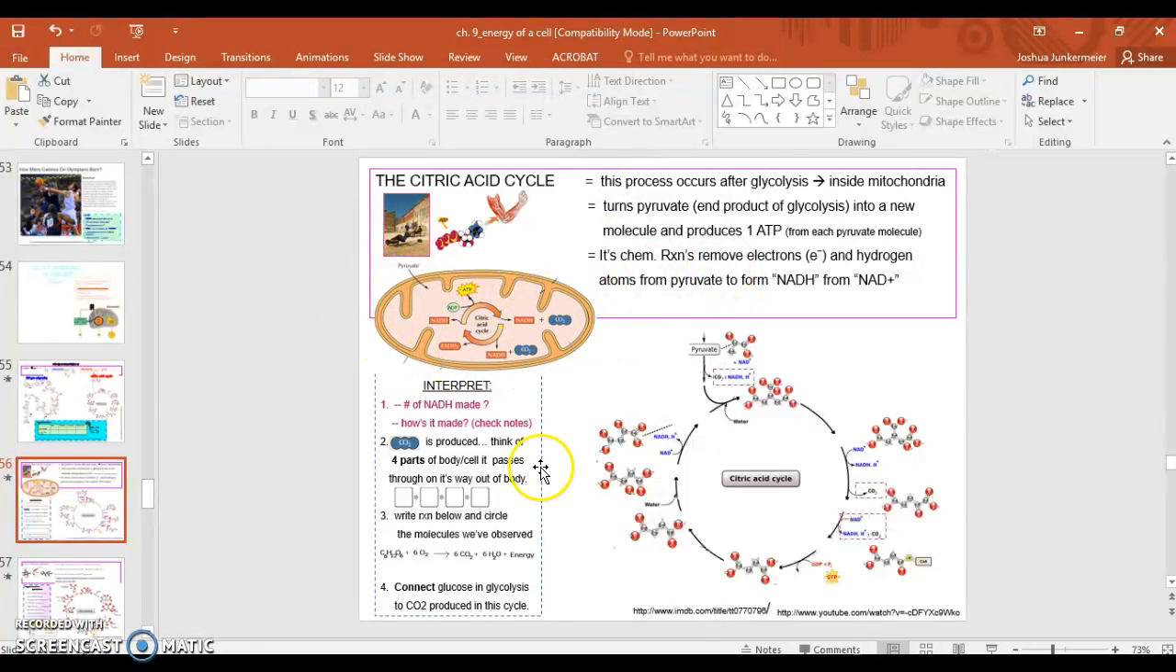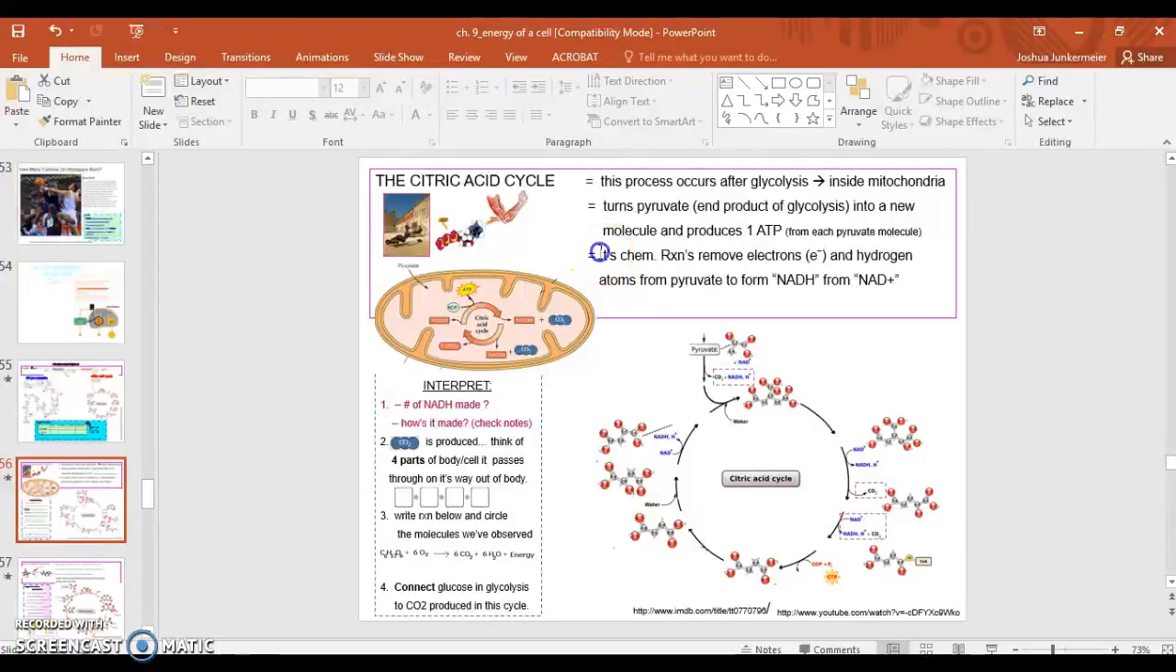So write the definition. It says number of NADH made. This is a type of molecule we've never seen before, but it's asking you how many NADHs are made in the citric acid cycle. And if you look, they're in blue. So you can see NADH, NADH. Count them all, and that tells you how many NADH are made.